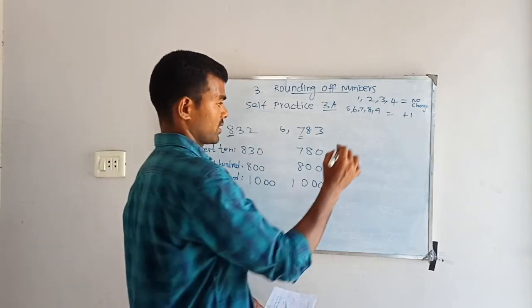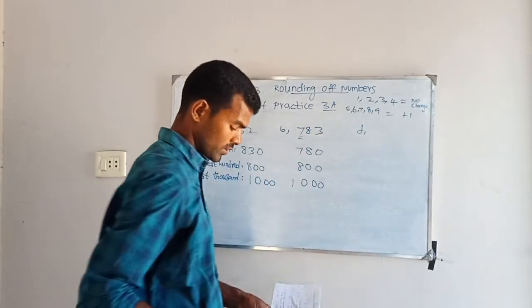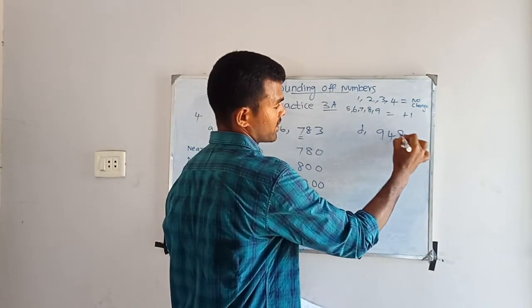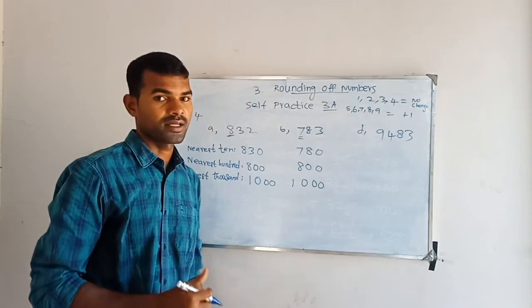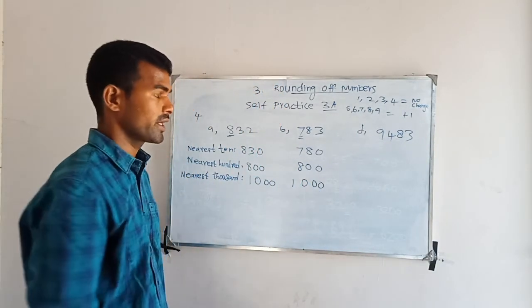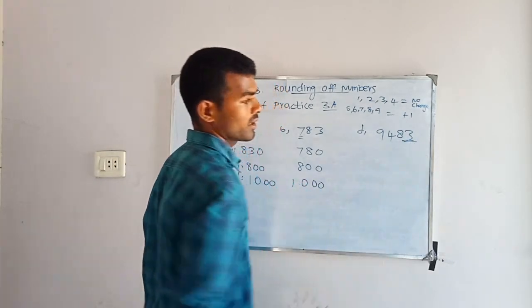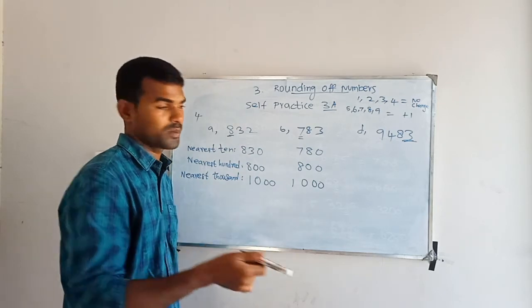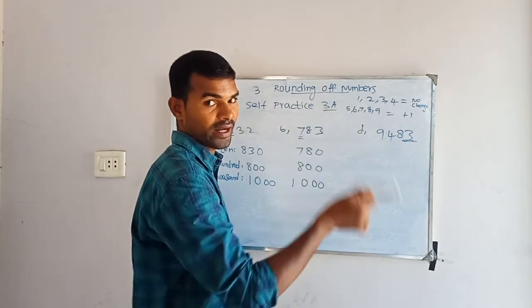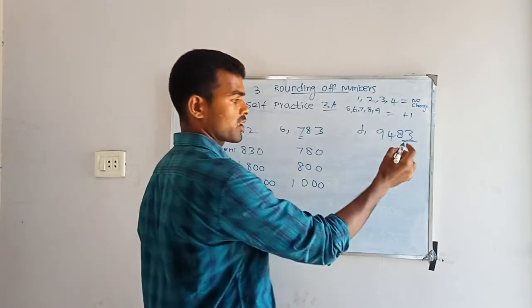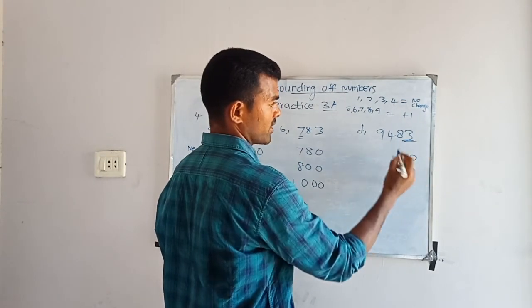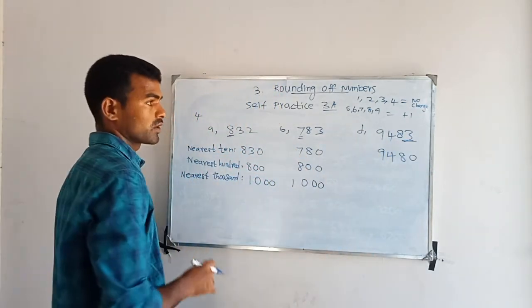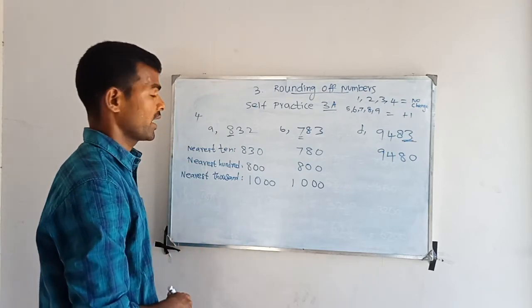And see the D question. D shows 9483. So what is the nearest 10? Nearest 10, we will always look at the 1's place. 1's place 3, that is less than 5. If less than 5, just 1's place is 0 and the remaining number same number, right? 9, 4, 8. Whatever digit coming, same number.